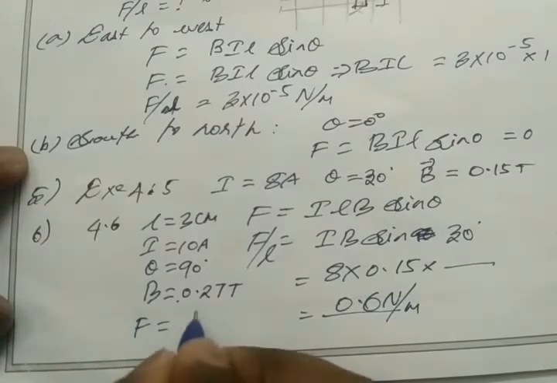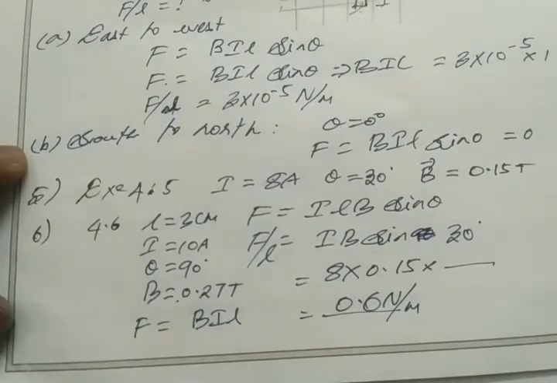F equal to B I L sin theta, sin 90 equal to 1. Substitute the B value, I value, L value. You will find the answer in Newton. Clear?